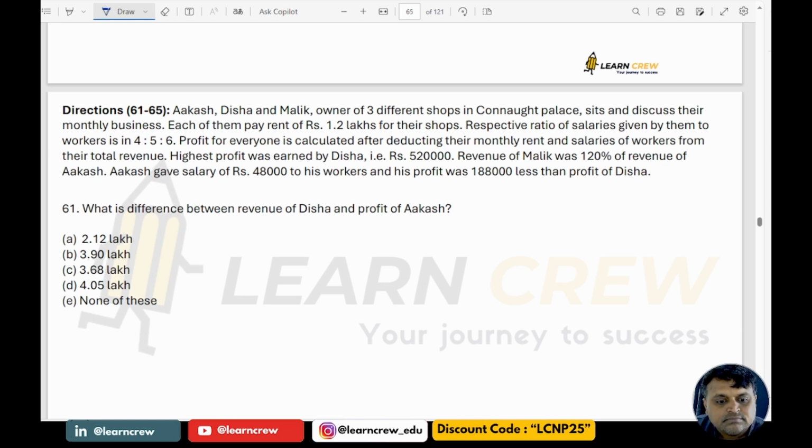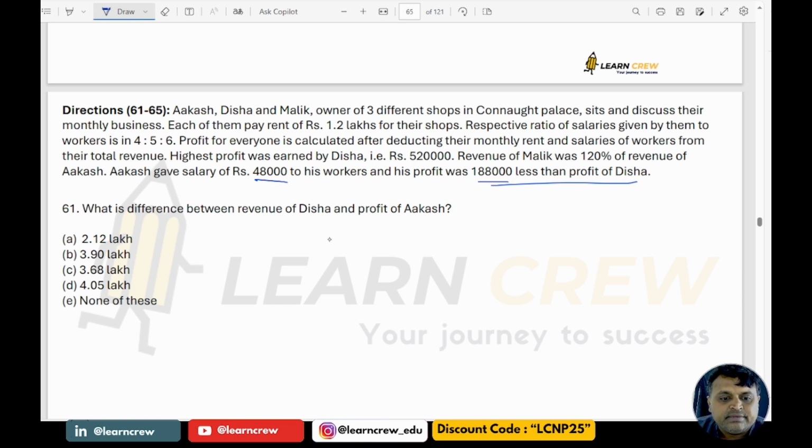Now next, we have a case here. Akash, Disha and Malik, owners of three different shops in Connaught Place, sit and discuss their monthly business. Each of them pays a rent of 1.2 lakhs for their shops. The respective ratio of salaries given by them to workers is 4:5:6. Profit for everyone is calculated after deducting their monthly rent and salaries of workers from the total revenue. The highest profit was earned by Disha, that is 5,20,000 rupees. Revenue of Malik is 120% of revenue of Akash. Akash gave a salary of 48,000 to his workers and his profit was 1,88,000 less than that of Disha.